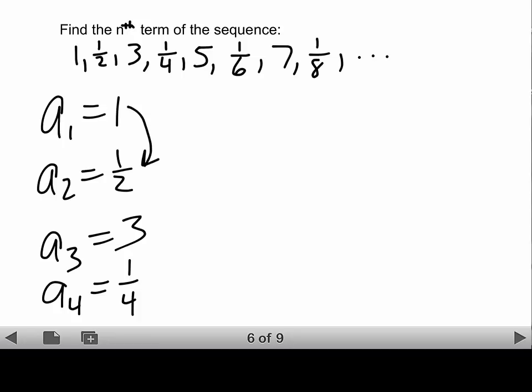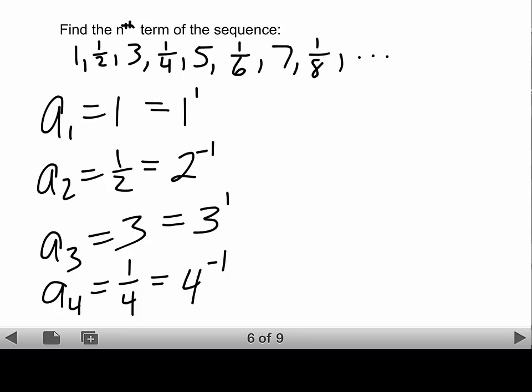Half of 1 is 1/2, so that's how I might get from A1 to A2, but from A2 to A3, it's not the same thing. There's no half going on there, so that's kind of weird. The key in this case is to recognize that 1/2 is actually the reciprocal of 2. 1/4 is the reciprocal of 4. 1 is 1 to the first power. 3 is 3 to the first power.